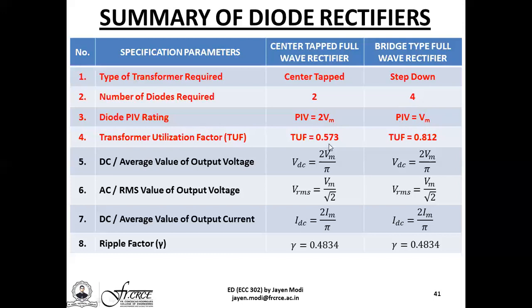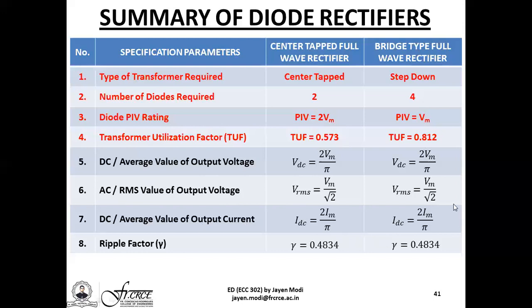The TUF is very poor. It is only 0.573 for center tapped, while it is much better, 0.812, for a bridge type, meaning that the transformer is used at only 57.3% capacity for the center tapped, while it is used at a capacity of 81.2% for a bridge type circuit. Points number 5, 6, 7, and 8, that is the DC or the average value of the voltage, the AC or the RMS value of the voltage, the DC or the average value of the current, and finally ripple factor gamma are exactly the same for each case.